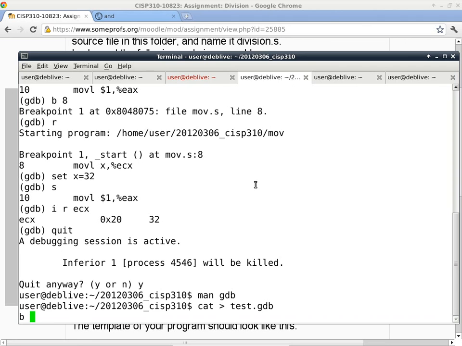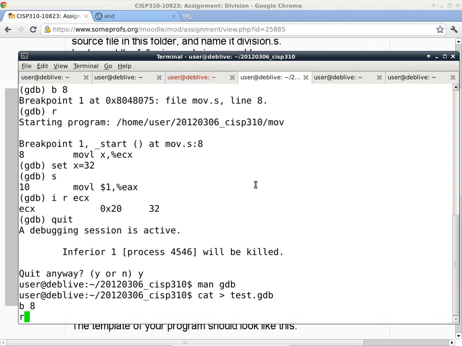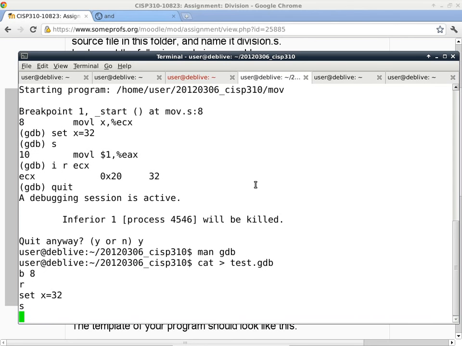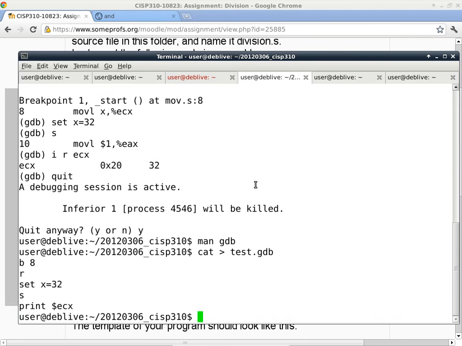So you can say B, put a breakpoint at loop begin. That way it will always put a breakpoint at that label. But in this case, since I don't have loop begin as a label, I'll just use breakpoint at line 8, and then I will run the program, and then I will set x equals 32, single step, print ECX, and I will call that my script. Basically, these are the very same commands, other than I didn't use print ECX, I used info registers ECX, which is the same thing. So now I have all my commands put into a text file.